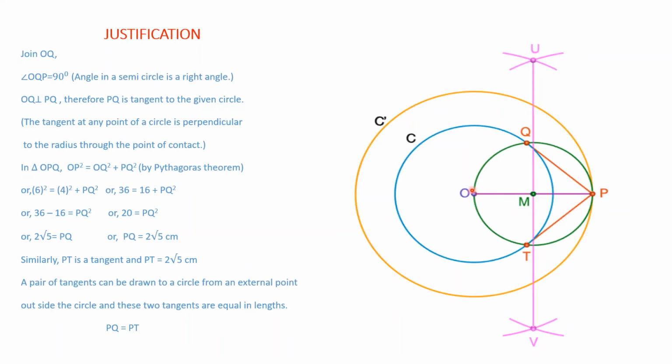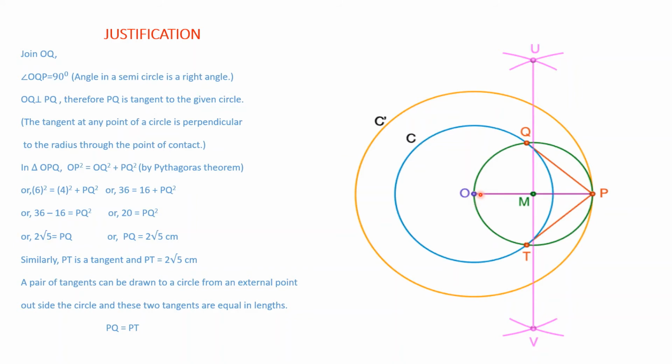With center O, we have drawn two circles, circle C and circle C dash. Circle C has a radius of 4 centimeters and circle C dash has a radius of 6 centimeters. Both circles have center O. Concentric circles are circles which have the same center. So C and C dash are concentric circles having the same center O.